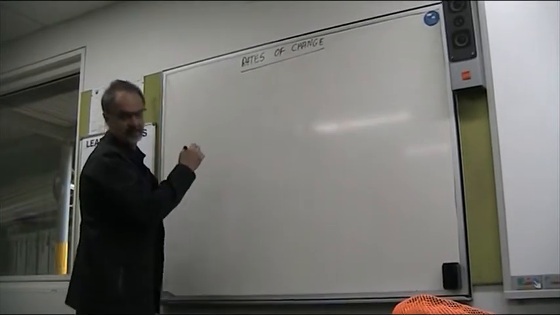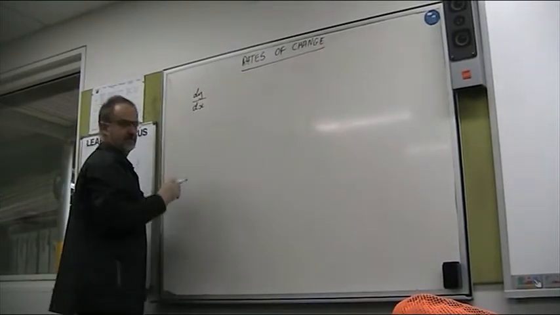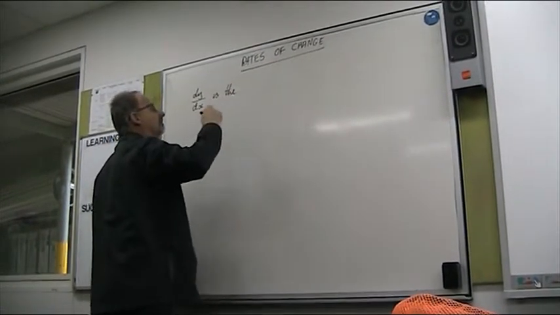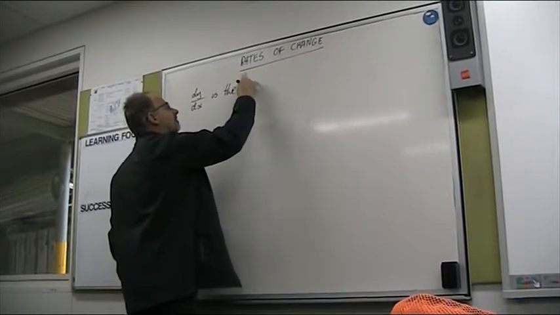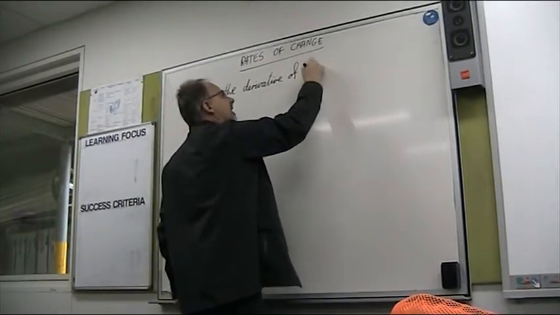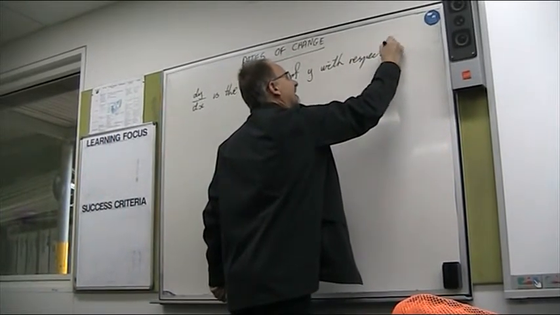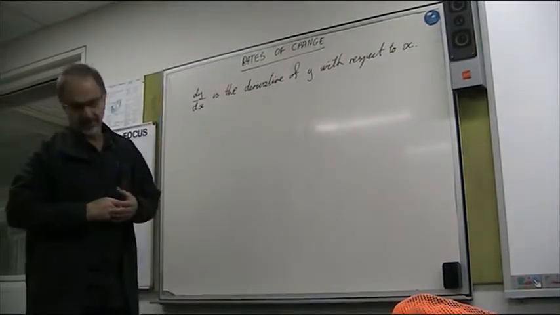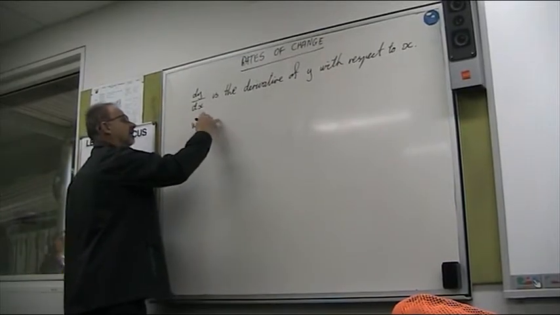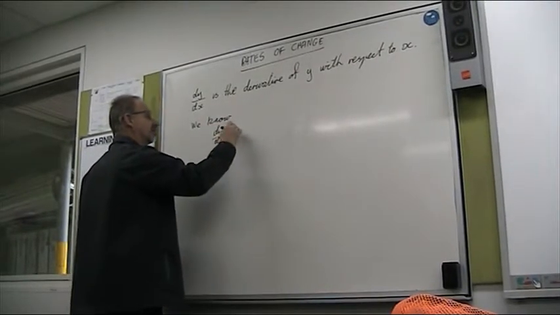So what we know is a few things about dy dx. Given its full name, it is the derivative of y with respect to x. All right, so give it its full technical name, that's what it is. What do we know? We know that dy dx is the gradient.